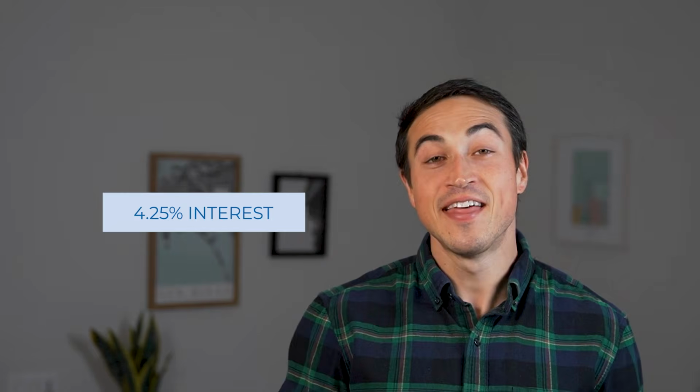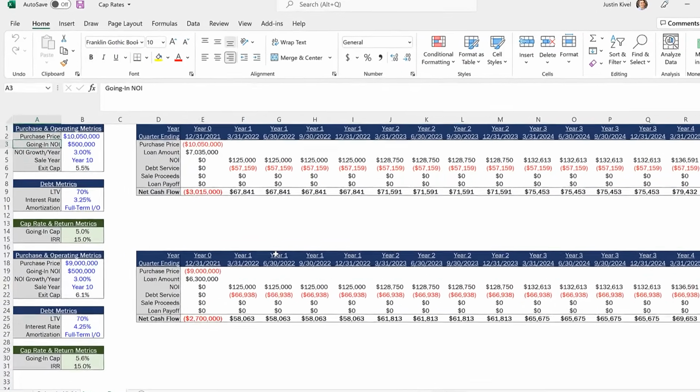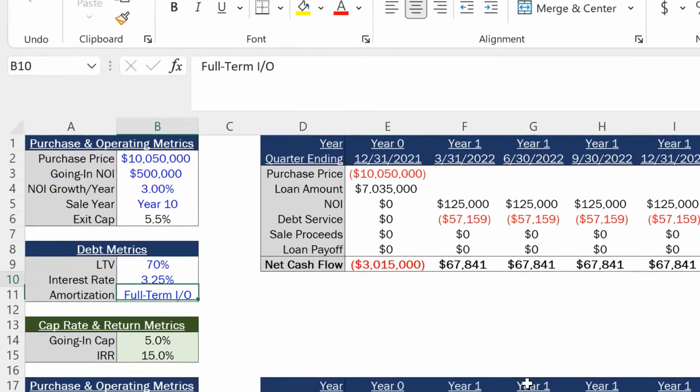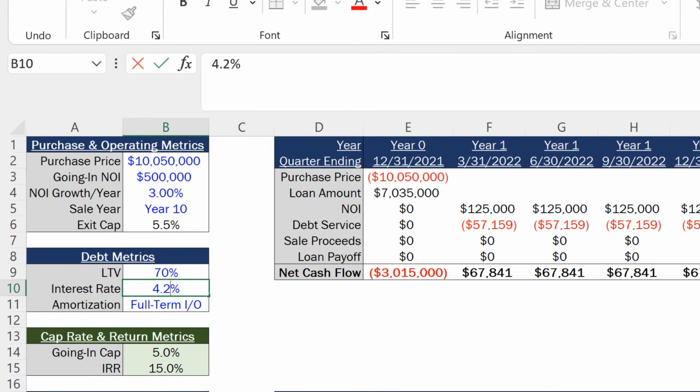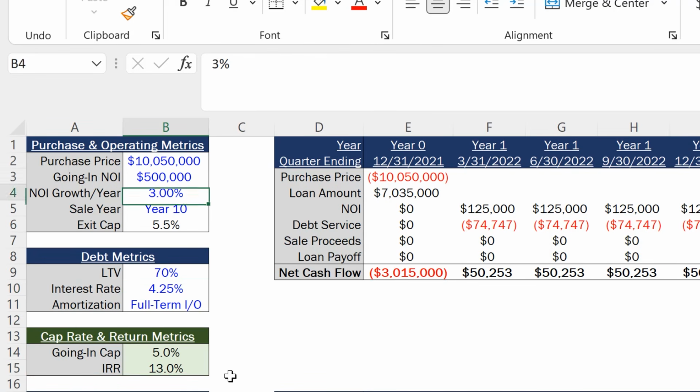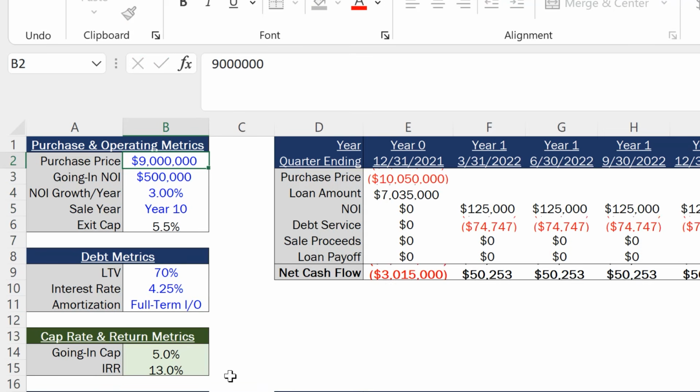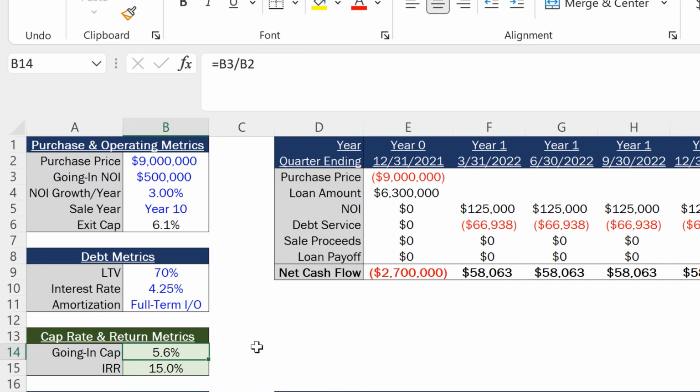However, in this same deal scenario, if interest rates jump by just 100 basis points up to 4.25%, that $10 million investment in this same property would now produce only a 13% IRR over that same 10-year hold period, and to hit that initial 15% IRR target, investors would now need to drop their purchase price by over 10% or $1 million, which as a result raises the cap rate on the deal by 60 basis points up to 5.6%.